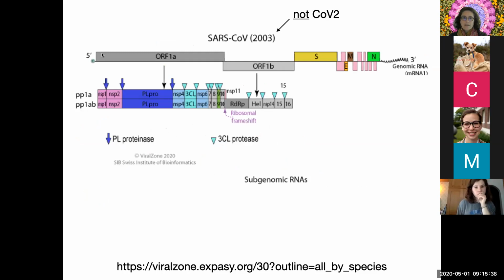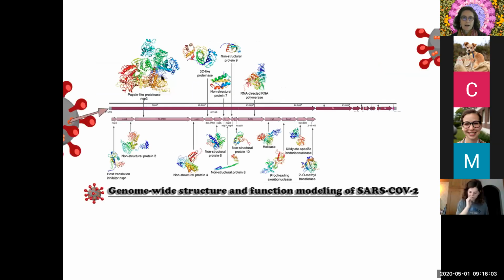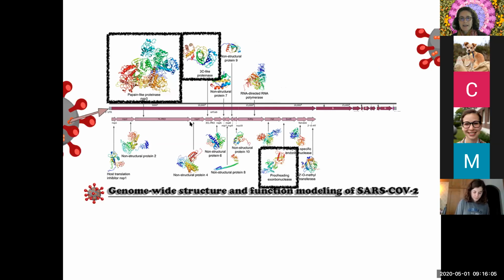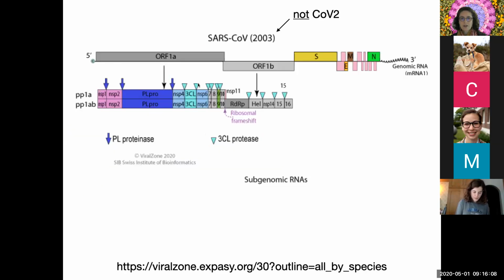And so you can see this here. So this is a depiction of a related genome. This is the SARS-CoV from 2003. It's not CoV2, but it's close enough. And so what you can see here are the cleavage sites that are the target of the two proteinases, here and here. Okay, so these blue arrows are cleaved by this papain-like proteinase, and the teal ones are cleaved by the 3CL protease. Okay, and just a reminder, please feel free to, if there are questions, send them in through the chat function.